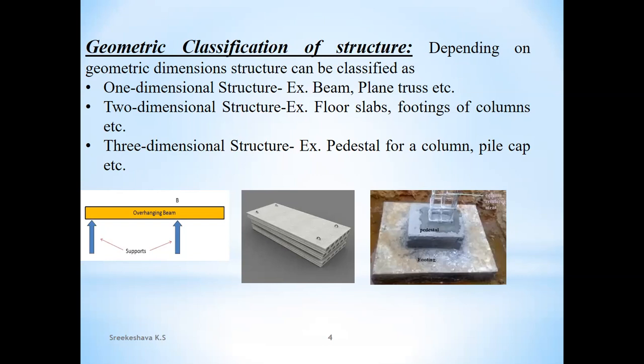In a two-dimensional structure, any two dimensions are large compared to the thickness. If you assume a slab, the length and breadth are large, and the depth is small. If you consider a wall, the length is large, the height is large, and the thickness is small. Hence, these all come under two-dimensional structures. For three-dimensional structures, we consider all three dimensions. If you see the pedestal of a column, it's three-dimensional. We are not ignoring anything. A pile cap in a foundation is also one. Those are all three-dimensional structures.